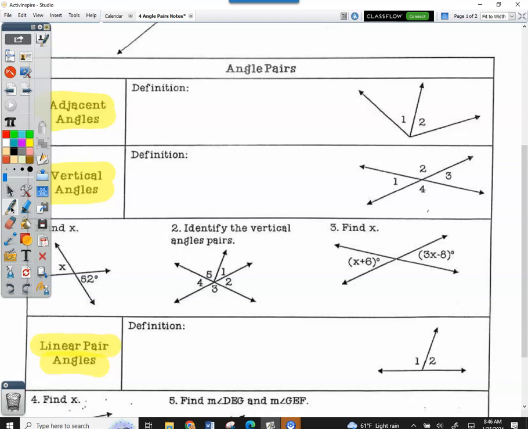Adjacent angles. That is angles that share a common ray. Angles that share a common ray. If you turn your attention to the person to the right of you, people on this wall look to the left of you. If you have someone sitting right beside you, that would be considered adjacent. Y'all are next to each other.